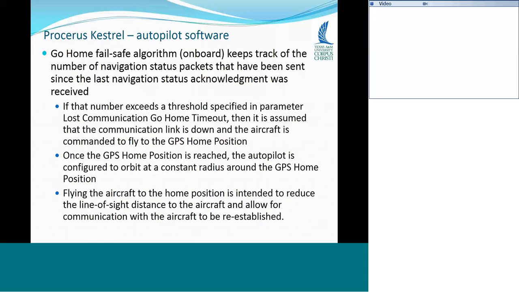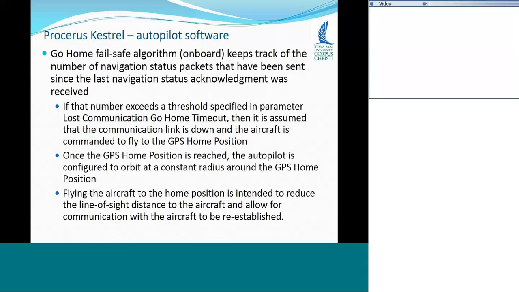Once the GPS home position is reached, the autopilot is configured to orbit at a constant radius about the GPS home position. So it gets there, all right, I'm here, and it just circles around, and then people on the ground have time to see if they can figure out what's going on and reestablish communication. And if they can't, then eventually the battery runs out, and it spirals down and lands.